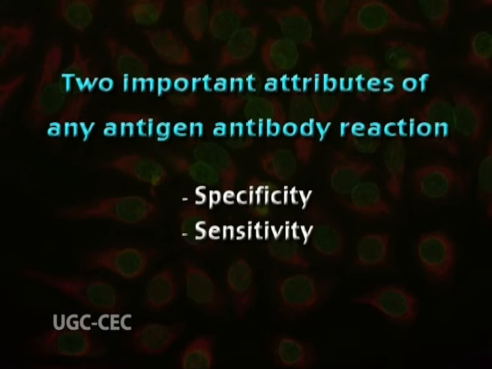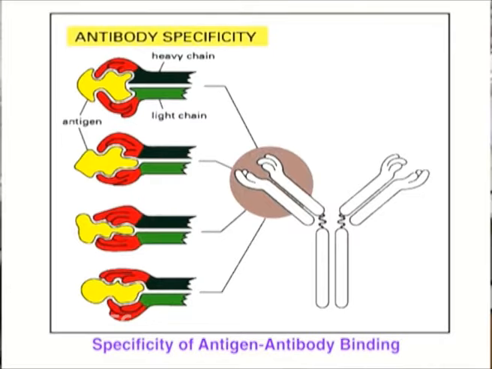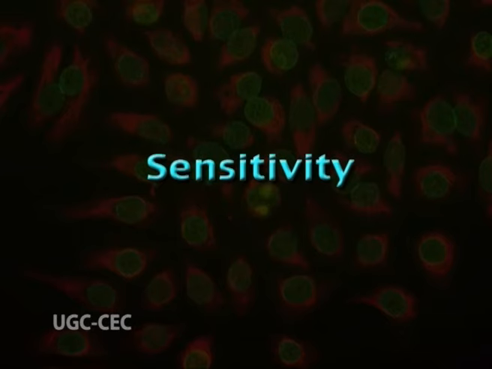There are two important attributes of any antigen antibody reaction: specificity and sensitivity. Specificity of the antigen antibody reaction refers to the specific binding of an antigen to only its complementary antibodies and not with the one which does not have complementary structure on its paratope. The presence of other antibodies does not interfere in the complementary binding. Sensitivity.